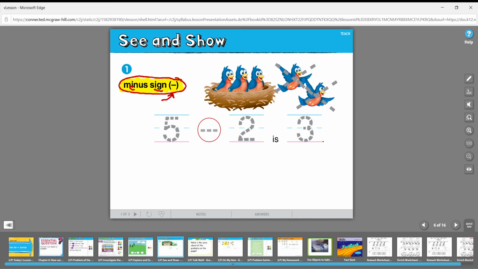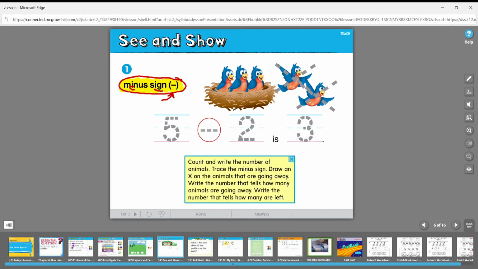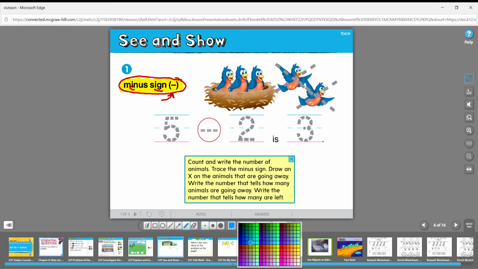So let's see. What does it say? Count and write the number of animals. So there are some birds. Then trace the minus sign. Draw an X on the animals that are going away. Write the number that tells how many animals are going away. Write the number that tells how many animals are left. Okay, so let's do this together. I'm going to change this back to a different color, maybe a blue.